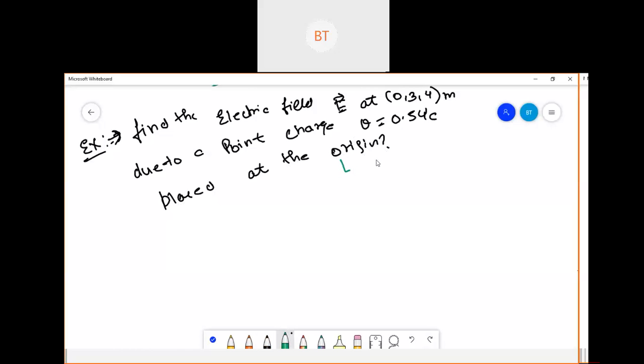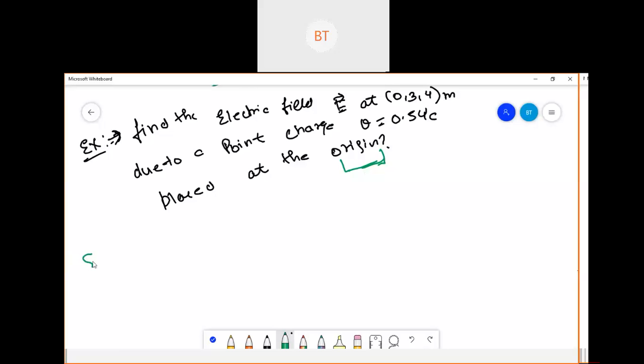Always remember this. Always try to read the question twice or thrice, and we'll get some idea. The question is like that: find the electric field E at (0, 3, 4) due to a point charge, and the value of the point charge is 0.5 microcoulomb placed at the origin.